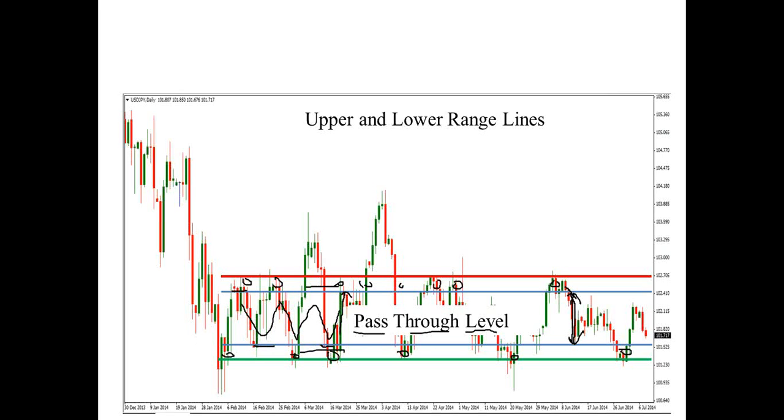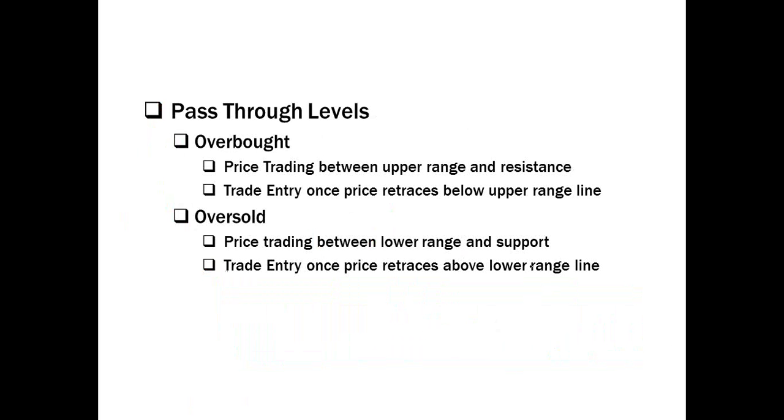Sorry, I've gotten a little addicted to drawing on the charts, but that's why we call them pass-through levels. So it makes sense when you think about it that way.